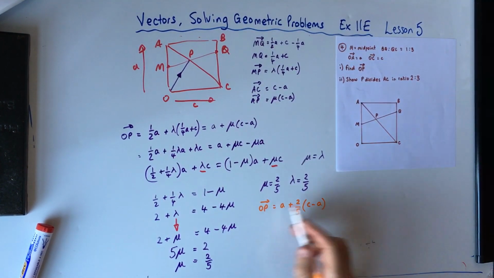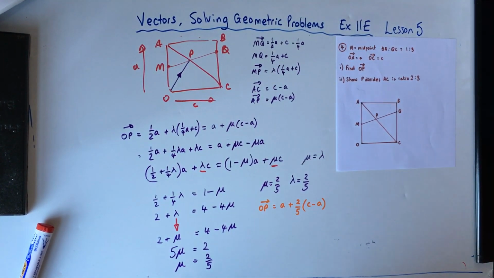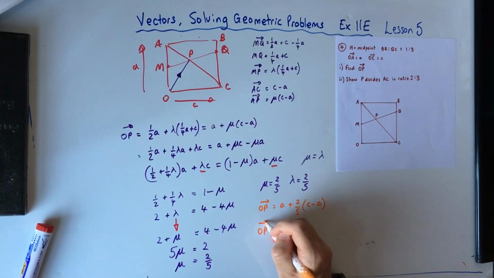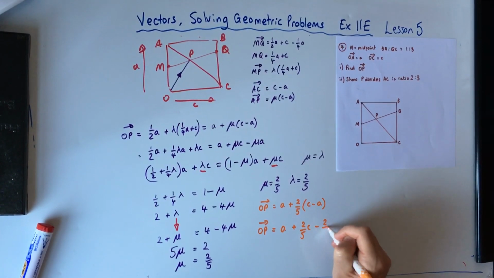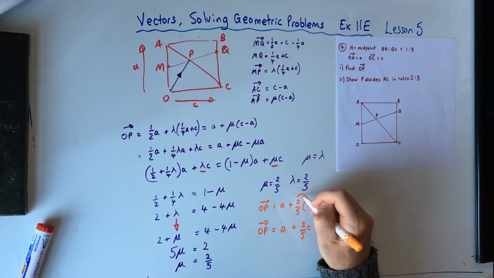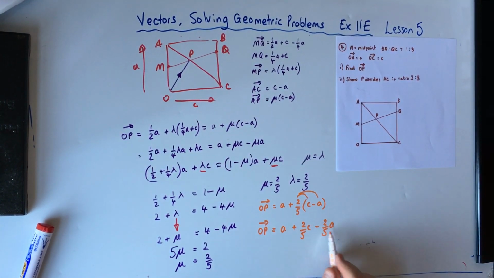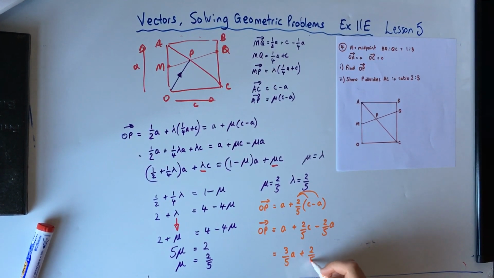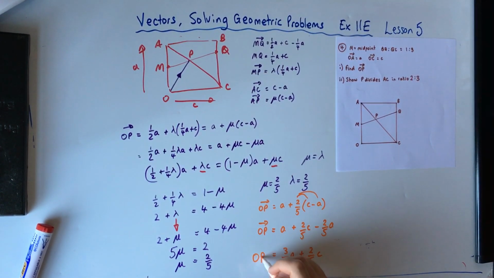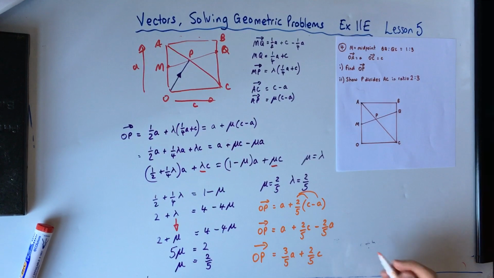Okay, that's OP, but let's tidy up. We don't want A's in two different places. So OP is equal to A plus 2/5 C minus 2/5 A, multiplying out my bracket, and A take away 2/5 A is 3/5 A. So 3/5 A plus 2/5 C. So that is OP. In the back, might have taken a fifth out, I don't know. If you take a fifth out, you've got 3A plus 2C, factorising.